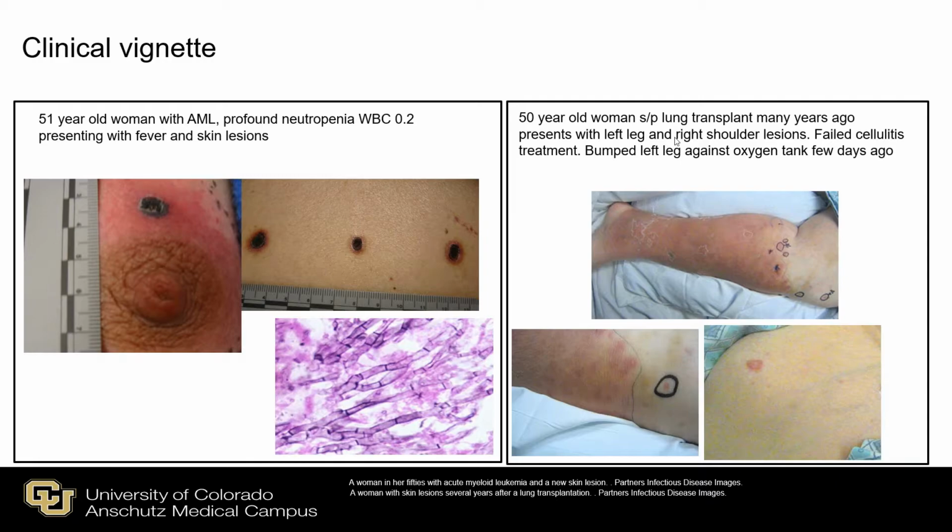Second one is a 50-year-old lung transplant patient. Many years ago, she bumped her leg against the oxygen tank and then developed what appears to be cellulitis, but she failed routine antibiotics for cellulitis, and biopsy shows this fungal organism.